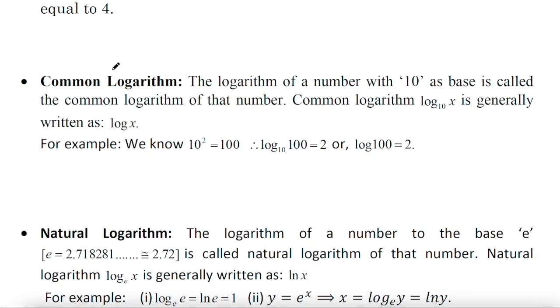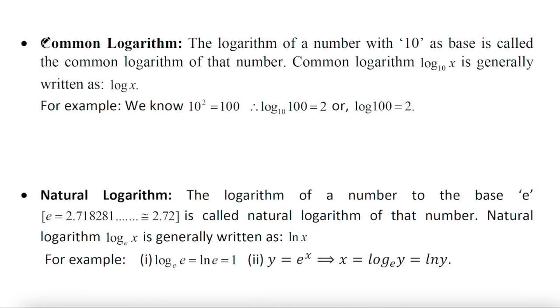Let me now discuss two special types of logarithm depending on their base. The first one is common logarithm. A logarithm having base 10 is called a common logarithm. For example, log x to the base 10 is a common logarithm, since the base of this log is 10. Common logarithm of x to the base 10 we can simply denote by log x. When you write log x, it indicates that there is base 10.